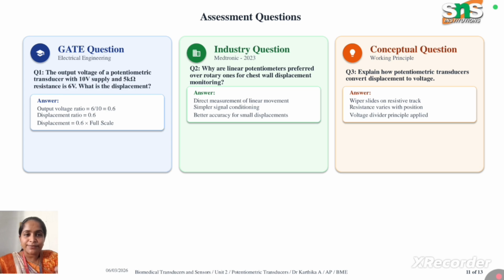Industry question: why are linear potentiometers preferred over rotary ones for chest wall displacement monitoring? The answer is direct measurement of linear movement, simpler signal conditioning, and better accuracy for smaller displacements. Conceptual question: explain how potentiometric transducers convert displacement to voltage. The answer is the wiper slides on the resistive track and resistance varies with position, and the voltage divider principle is applied for accurate monitoring.